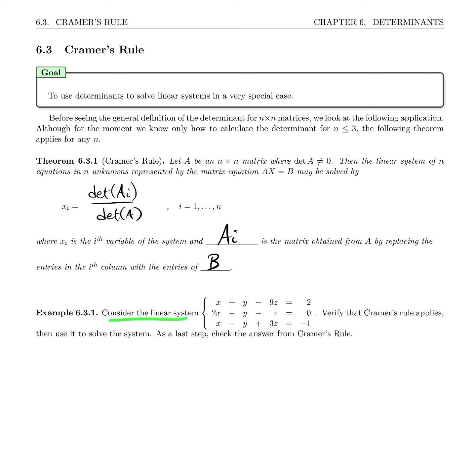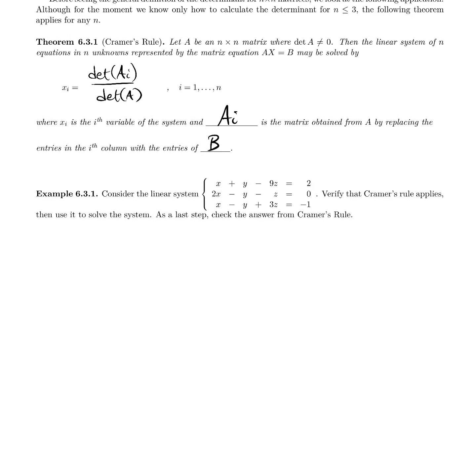In this example, we're asked to consider the linear system given here. We're asked to verify that Cramer's rule applies and then use it to solve the system. Finally, as a last step, we're going to check our answer. This linear system is a square system. We've got 3 equations and 3 unknowns. So if we let A be the coefficient matrix, it is in fact a 3 by 3. Our system is square, and that is the first thing we need for Cramer's rule. We need an n by n matrix, and we have a 3 by 3 matrix.